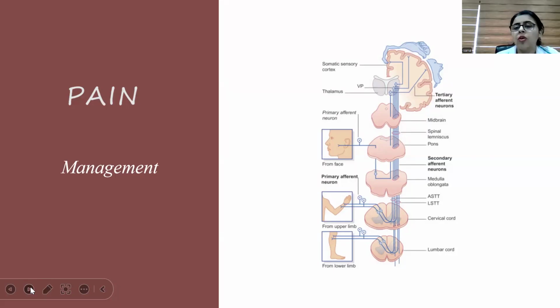Except for olfaction, all sensations are received in the thalamus. That's why it's called the relay station. It first processes and then sends all the information to the sensory cortex of the brain. From the sensory cortex, again, there is a descending inhibitory pathway. They again modulate this pain via the brain stem back into the spinal cord.